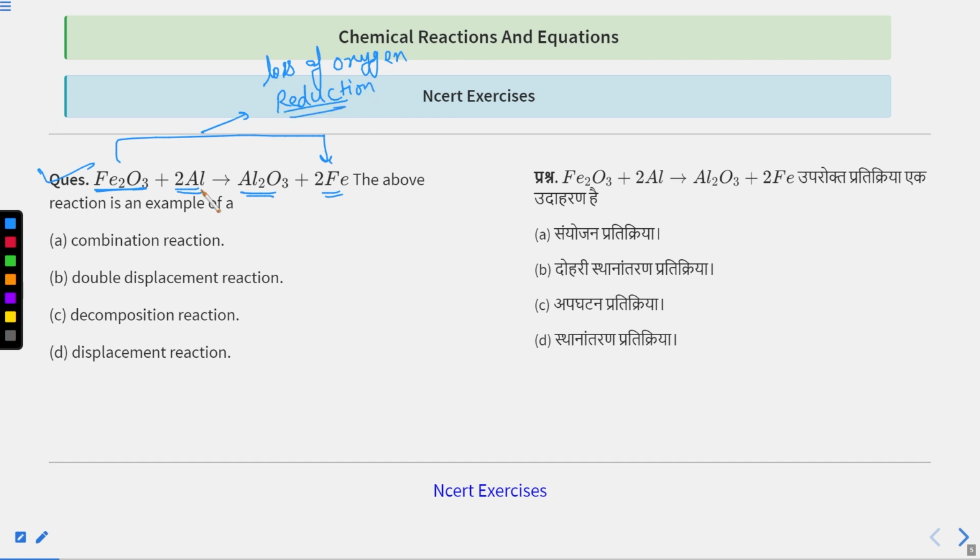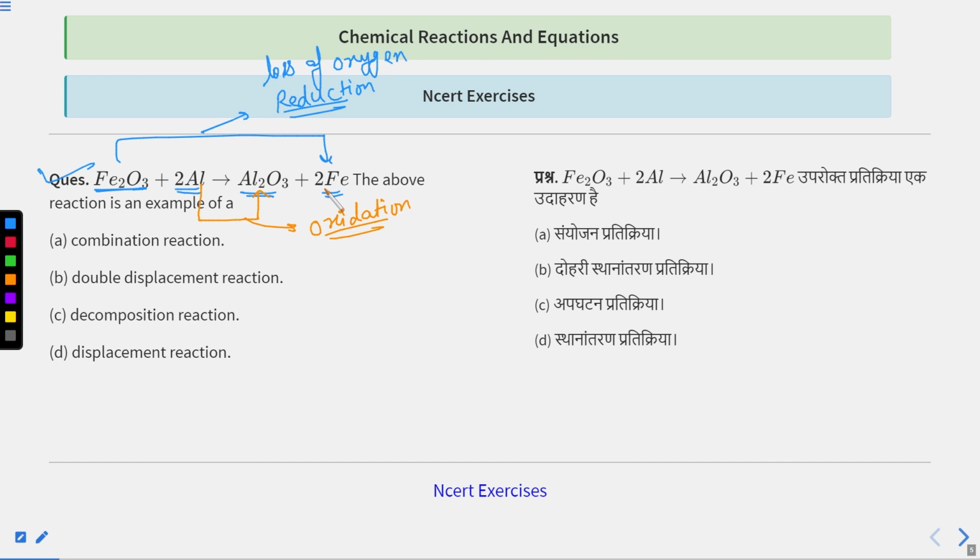On the other hand, if you will go with aluminium, so aluminium is adding of oxygen is taking place, and it is converting itself into aluminium oxide. So aluminium is nothing, that is what? Aluminium is undergoing oxidation, because addition of oxygen is taking place while converting aluminium to Al2O3, aluminium oxide. So this reaction is an example of what? This reaction is an example of combination reaction.